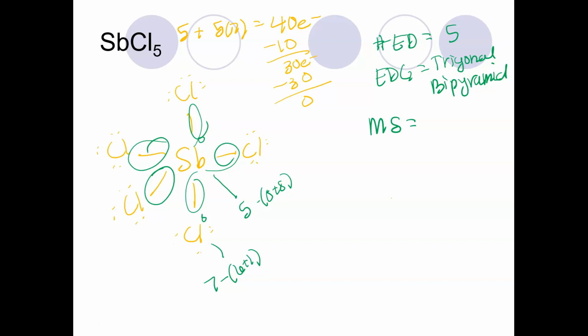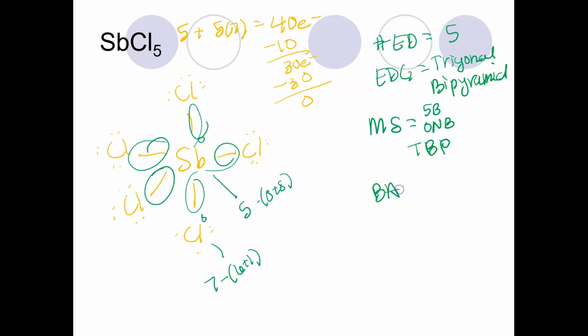Okay. Sorry. So, trigonal bipyramidal, how you can remember that with 5 is trigonal is 3 and bi is 2, and 3 plus 2 is 5. So, molecular shape. There are 5 bonding electron domains and 0 non-bonding. So 5 bonding, 0 non-bonding. The molecular shape is also trigonal bipyramidal.